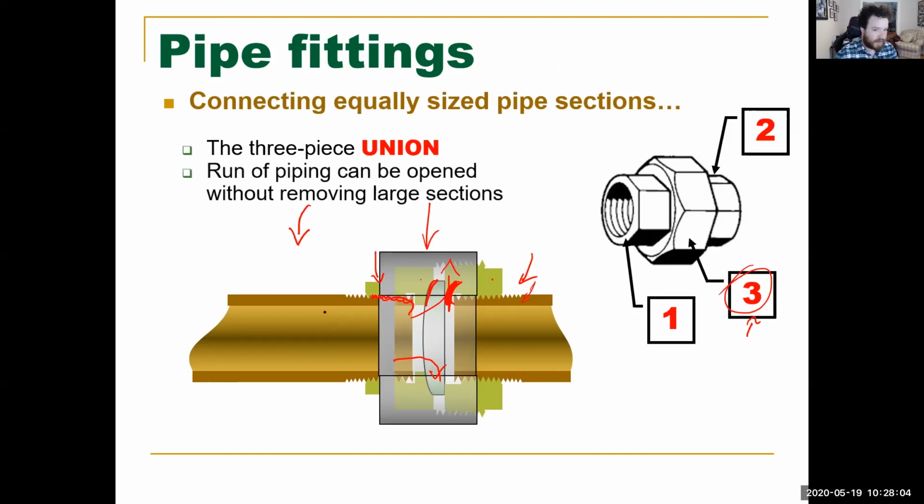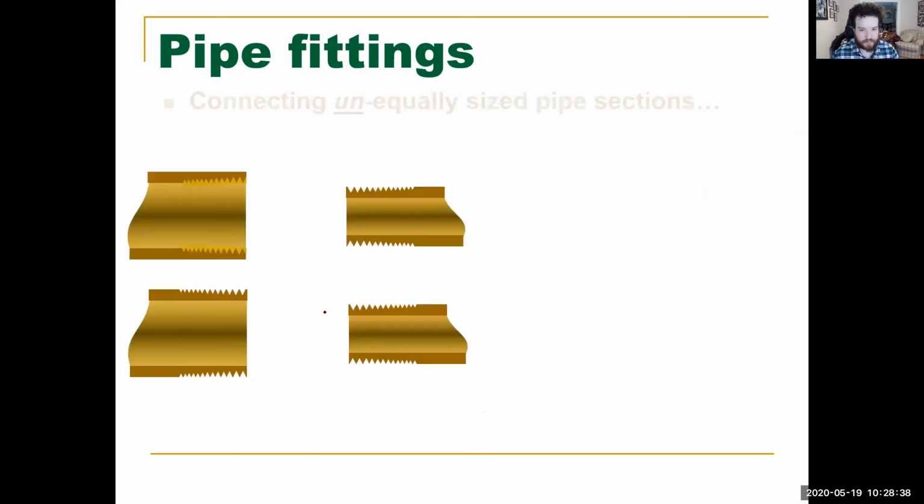So this is a run of pipe that can be opened without removing huge sections of the pipe. All right, like we talked about in the spring semester, if you have a huge amount of piping and you have to get to and remove, let's say, a strainer or something along those lines where you have to replace it, you would use a union. That would allow you to not have to take it apart all the way at the pump and bring it through all the valves that are there and then finally to the actual strainer.